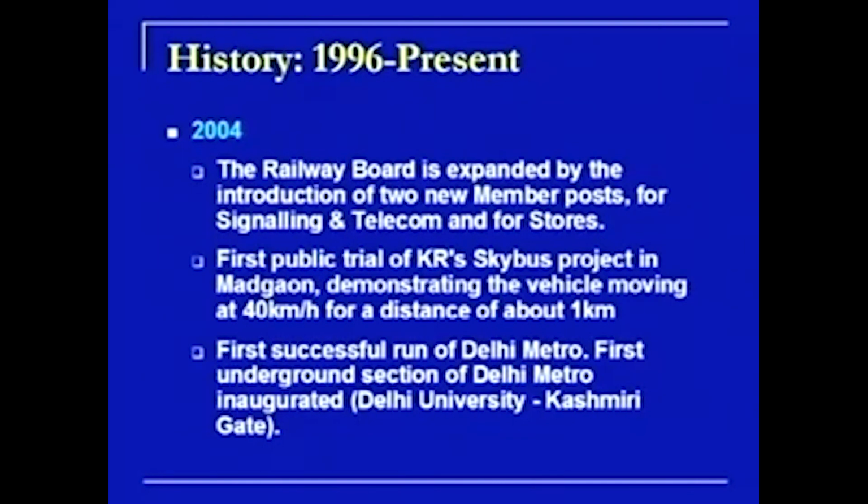First successful run of the Delhi Metro. The first underground section of the Delhi Metro was inaugurated, between Delhi University and Kashmiri Gate, and this all took place in 2004.